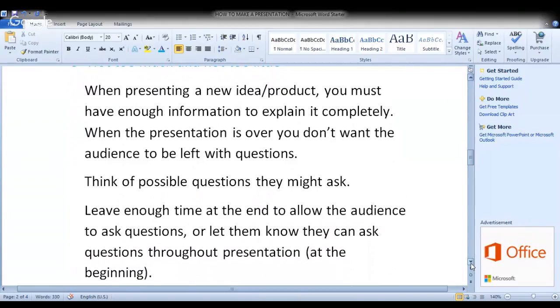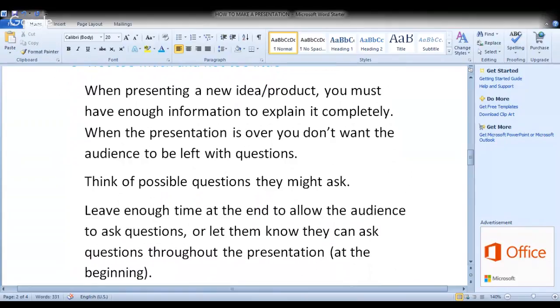So Ken, would you please read this for us? When presenting a new idea or product, you must have enough information to explain it completely. When the presentation is over, you don't want the audience to be left with questions. Think of possible questions they might ask. Leave enough time at the end to allow the audience to ask questions, or let them know they can ask questions throughout the presentation.